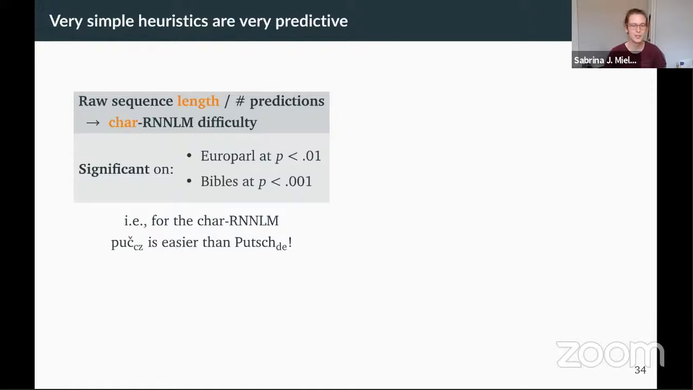So for the character level language model, the raw sequence length is significantly predicting difficulty. And what do I mean by raw sequence length? I really mean how many characters there are in the test corpus. The more characters there are, the more steps I have to take, the more individual predictions I have to make, the harder the language then appears to be, which is really interesting because I believe the reason for that is just the fact that softmax is leaking probability everywhere and you can never be 100% certain.